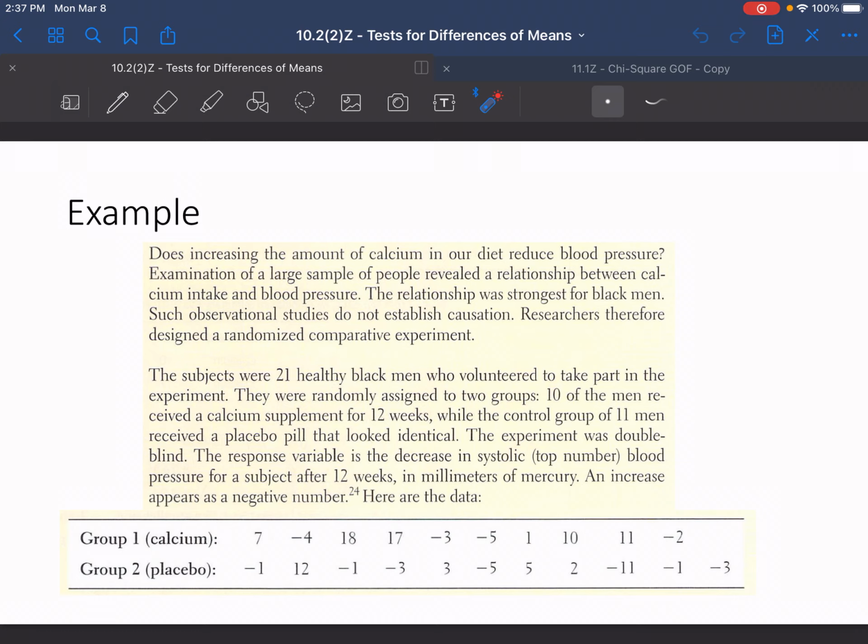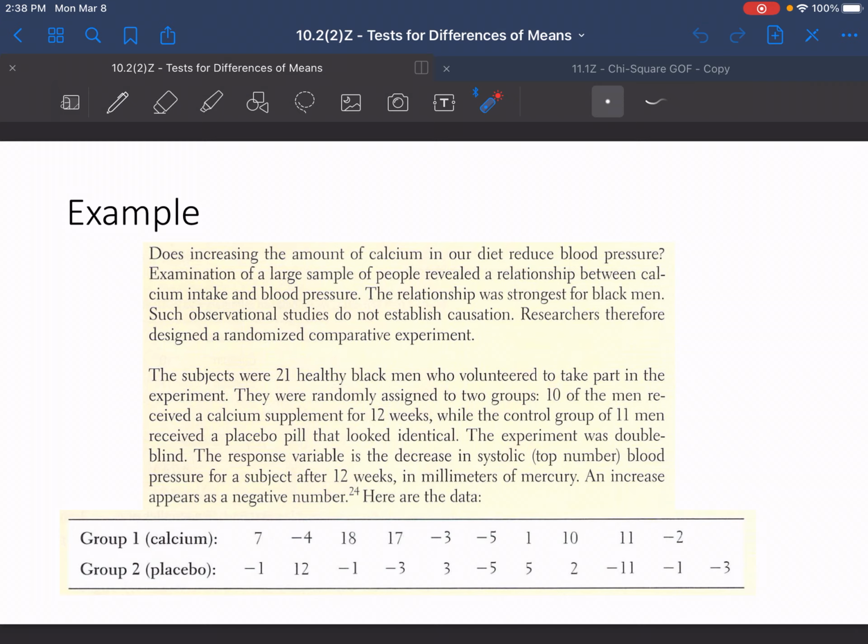So, does increasing the amount of calcium in our diet reduce blood pressure? Examination of a large sample of people revealed a relationship between calcium intake and blood pressure. The relationship was strongest for black men. Such observational studies do not establish causation. Researchers therefore designed a randomized comparative experiment. The subjects were 21 healthy black men who volunteered to take part in the experiment. They were randomly assigned to two groups. 10 of the men received a calcium supplement for 12 weeks, while the control group of 11 men received a placebo pill that looked identical.